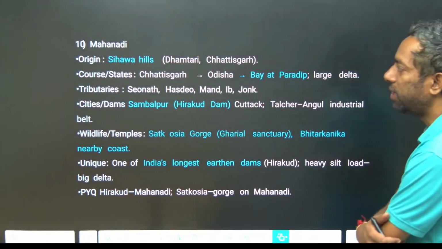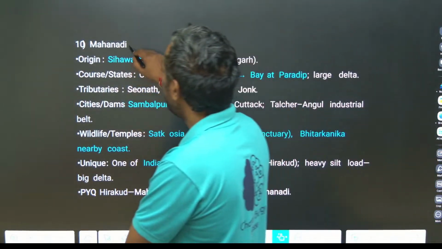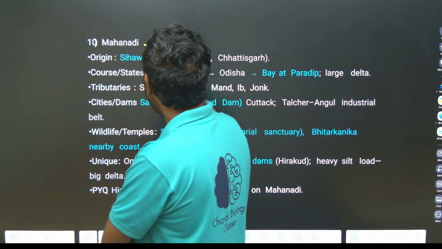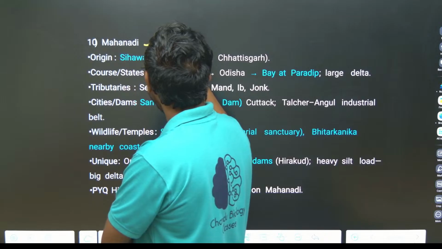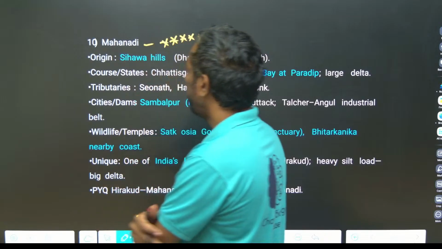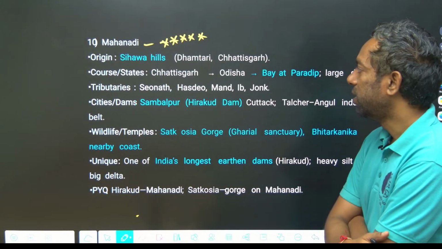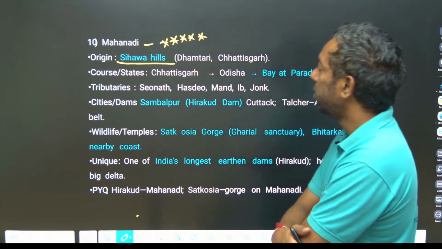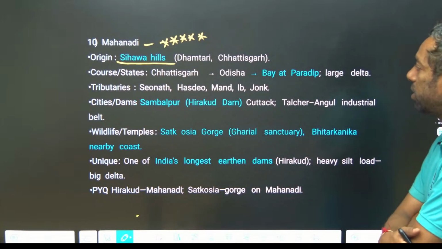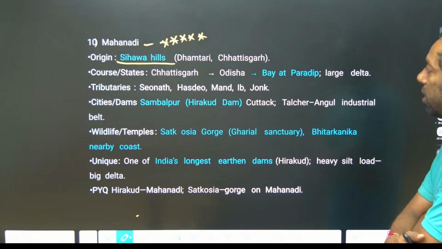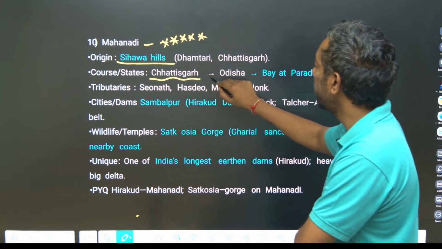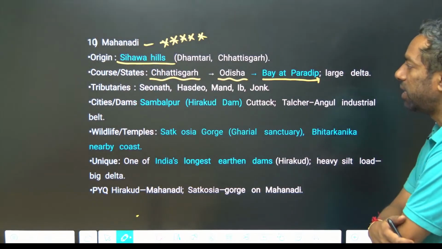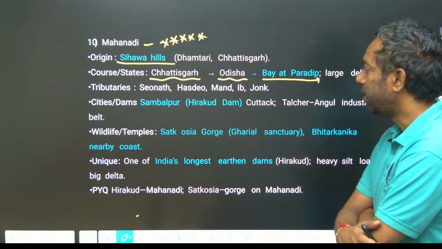Next, Mahanadi. This is also one of the important rivers, the most important river. They did ask in previous exams many times about Mahanadi. Mahanadi originates at the Sihawa Hills. It reaches first Chhattisgarh, then Odisha, and finally the Bay of Bengal at Paradip, the large delta. Paradip is the large delta in the east.